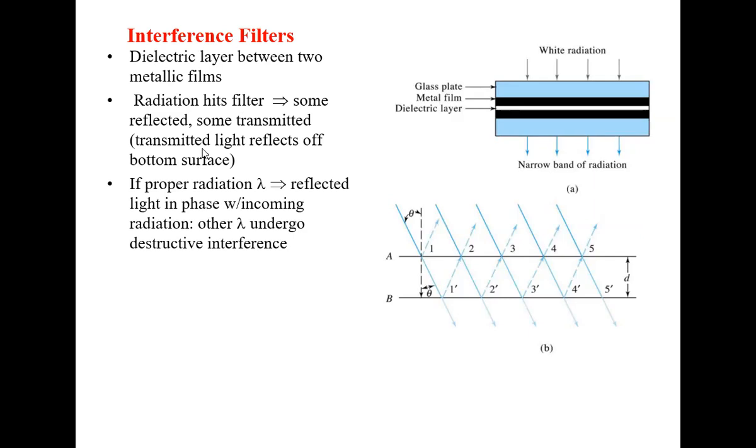If there is the proper radiation, wavelength lambda, if that light that is reflected is in phase with the incoming radiation, the other wavelengths of light will undergo destructive interference. If they are in phase, they will undergo constructive interference, all right?